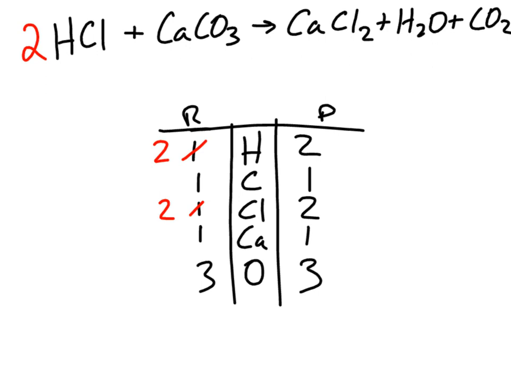Now, if I look at my equation and my inventory, now everything is balanced. So I'm done. That was the only coefficient I needed to add. So don't think that just because it's a big old equation that it's going to take a lot of work. And look, I changed one coefficient and it was balanced. Okay, so on to the next one.